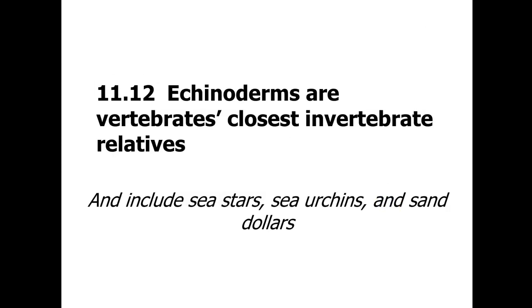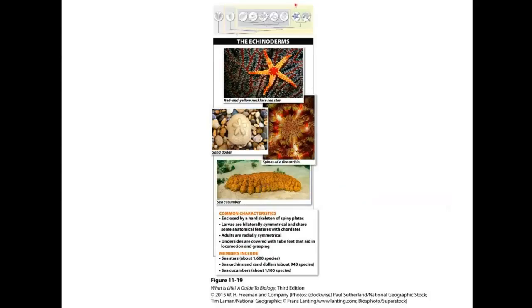Echinoderms are going to be the invertebrates that are closest to the vertebrates. These include things like sea stars, sea urchins, and sand dollars. So with these, they're going to contain about 6,000 species. All are going to be marine-dwelling species. They are radially symmetrical, and they're going to have larvae that are bilaterally symmetrical. They're enclosed by a hard skeleton beneath a spiny plate. These are actually going to be deuterostomes.